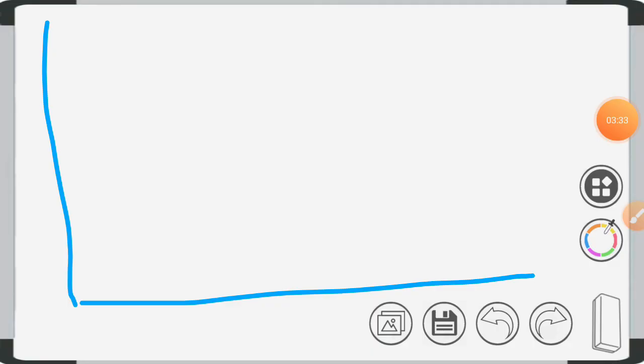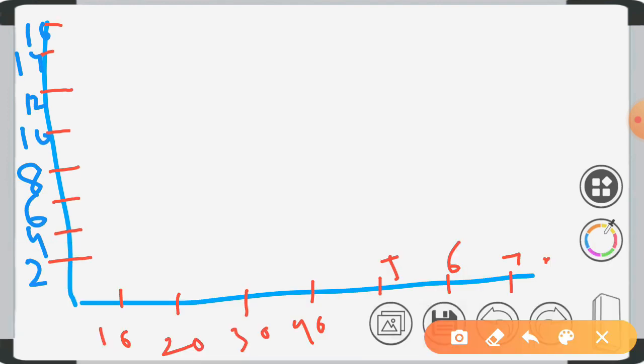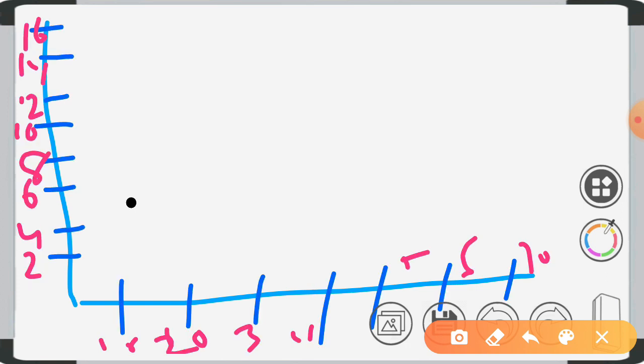Okay, do you remember the previous problem? Same one. 0 to 10 it's 5, 10 to 20 it's 7, 20 to 30 it's 10, 30 to 40 it's 15, 40 to 50 it's 13, 50 to 60 it's 10, and 60 to 70 it's 6.